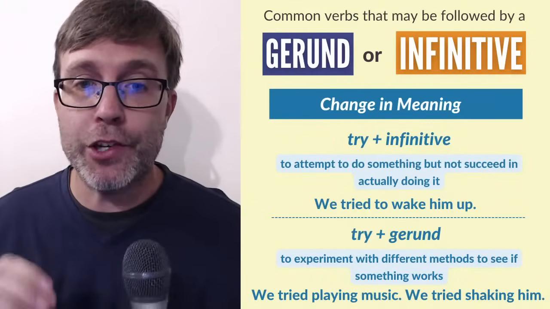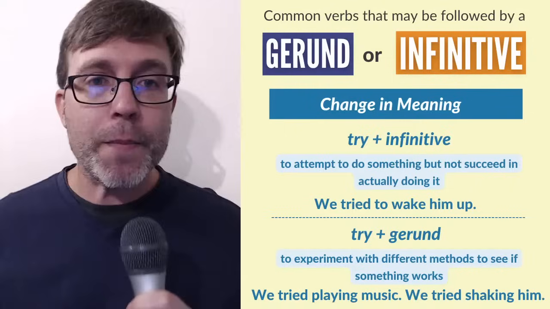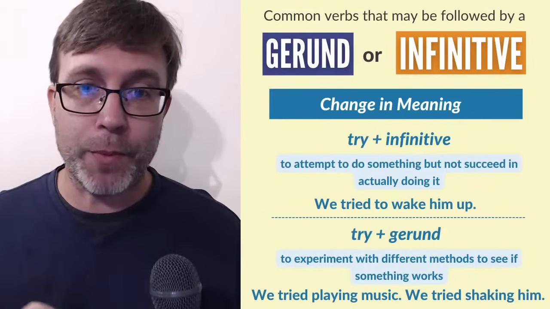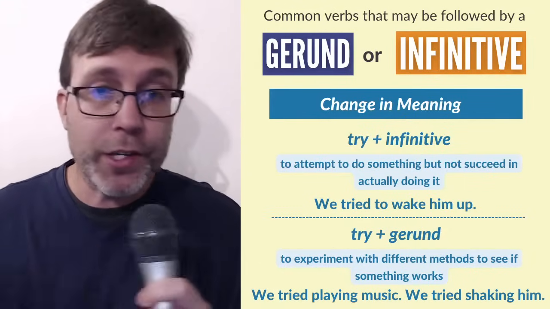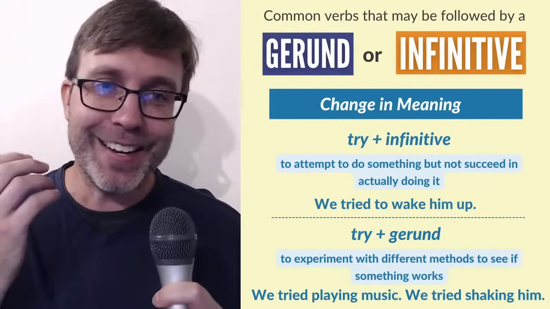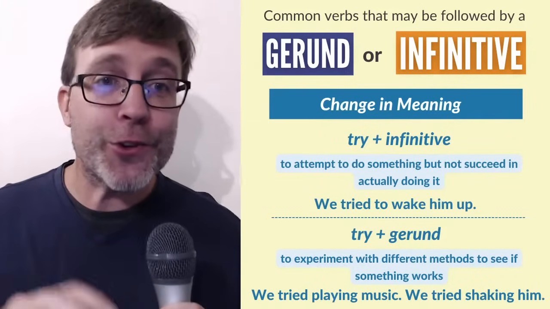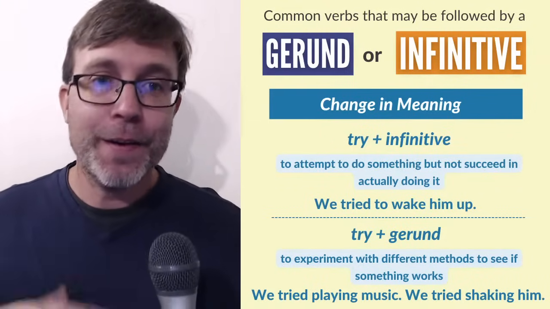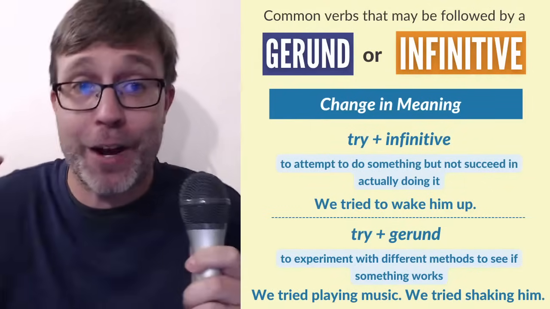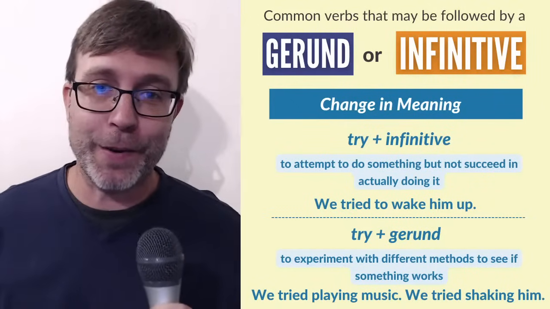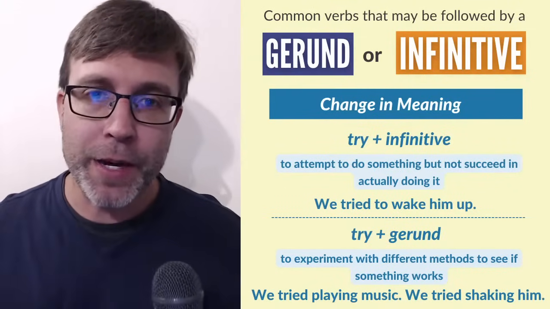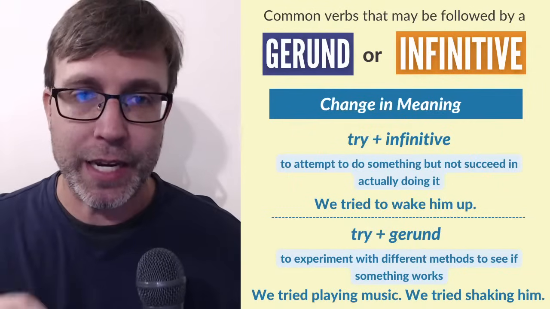If you follow try with the gerund, then it's talking about experimenting with different things to see if something works. So let's go back to that example. We tried to wake him up. What are some different methods we used? We tried playing music. We tried shaking him. We tried taking away the pillow. You try doing these different things, but in the end, maybe he's still sleeping. And then again, it was not successful. So then you would say, we tried to wake him up, but he's still sleeping. Okay, so hopefully that makes sense. This one, it's a slight difference, but again, it's still a difference in meaning.